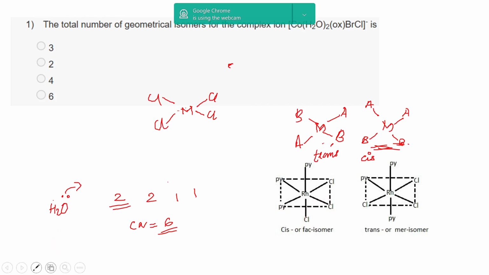Like, let me give an example. So if I have say M, A, B, B, B, B. This is also a trans isomer for an octahedral complex. Then I have M, B, A, B.